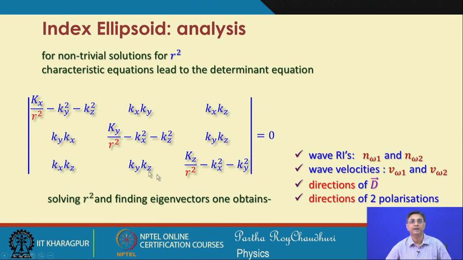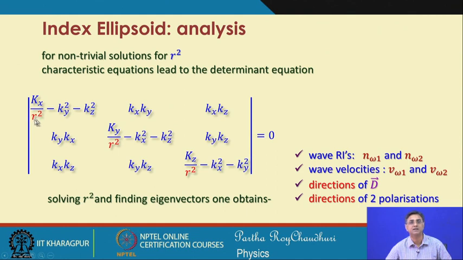Okay. Now, again for a non-trivial solution for R square, we will put this equal to 0, and solving for R square and finding the eigenvectors, we can obtain n omega 1 and n omega 2, because this R square is nothing but the representative of n omega square. So, in the geometrical case it is R square, but in the case of the eigenvalue equation obtained from the matrix, it was n omega square.